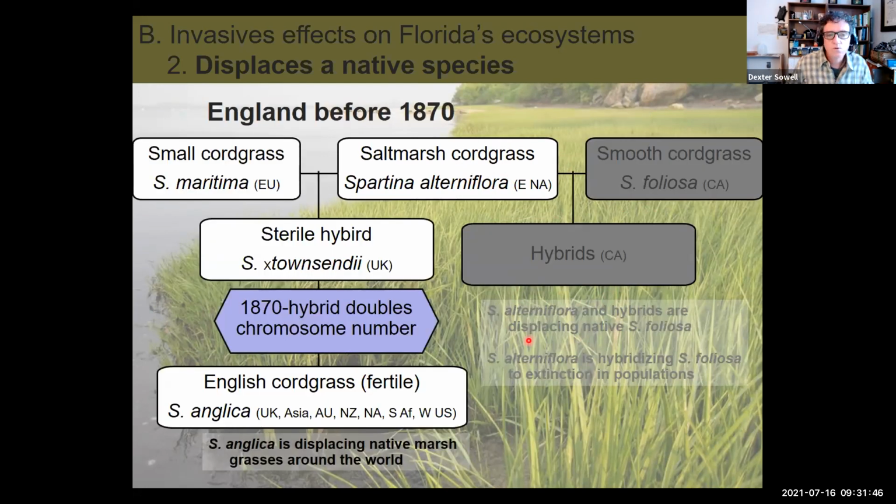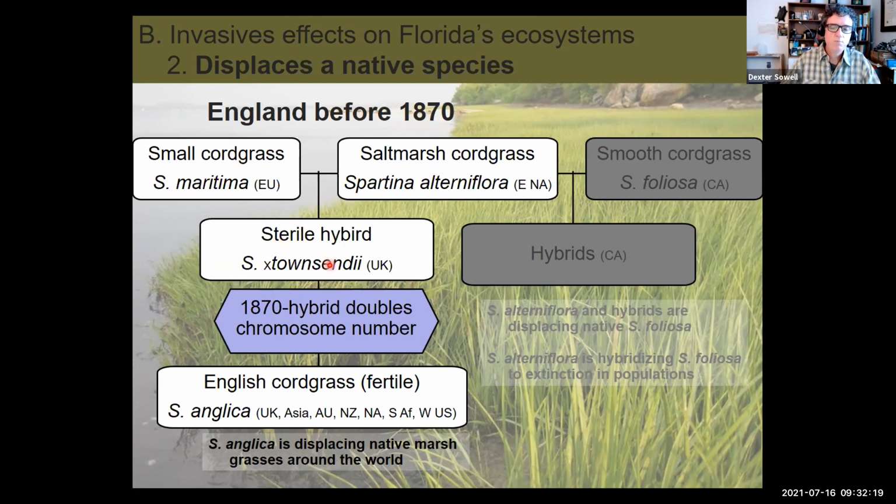Oh, and lo and behold, our salt marsh cordgrass accidentally made it to the United Kingdom, probably through ballast and sailing ships, a century or two ago. And it hybridized with the native small cordgrass, Spartina maritima. In that case, it created a sterile hybrid because the chromosome numbers differ between these two, so they couldn't sexually reproduce. It can only vegetatively spread, which could still be a massive problem.